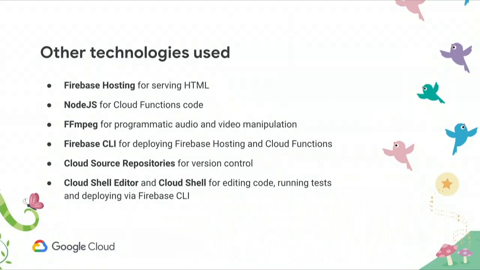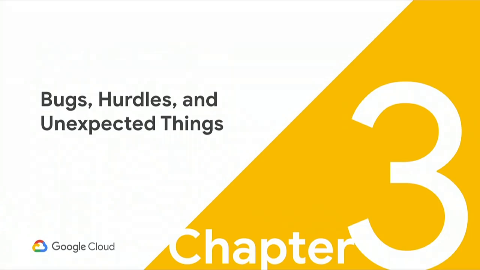Other technologies used just for fun. We use Firebase hosting for serving HTML, Node.js for the function code, FFmpeg for any audio or video manipulation nerds out there. We used Firebase CLI to actually deploy the functions, which is a really nice interface. It's a really great way to get started. We used Cloud Source repositories for version control, and Cloud Shell Editor and Cloud Shell for editing the code, running the tests, and deploying. So we were fully integrated into the cloud with this one.